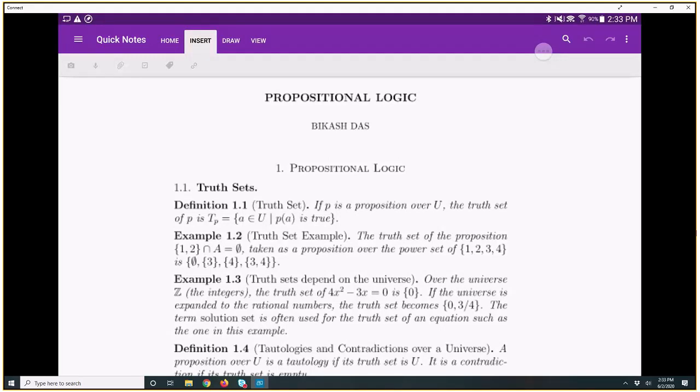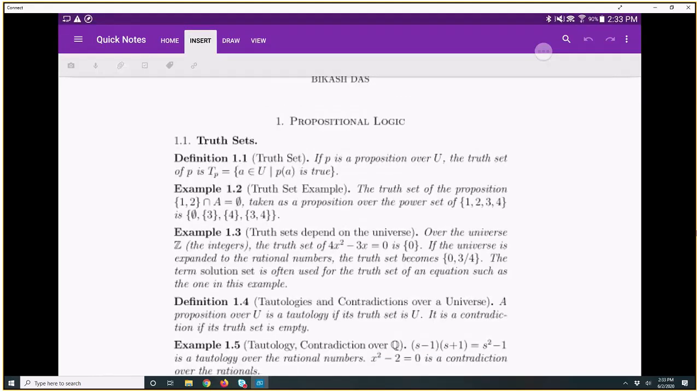In this video, we'll continue with the next lesson in our module on logic and truth tables. We're going to introduce the idea of a truth set. So you'll see definition 1.1 is truth set. If P is a proposition over U, the truth set of P is T sub P equals, and then in set builder notation, the set of all elements in the universe, U, such that the proposition applied to the element is true.